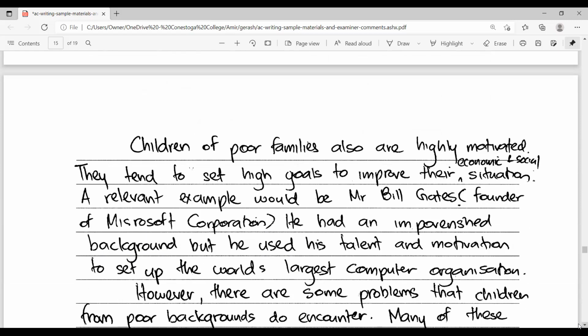Children of poor families also are highly motivated. So they are highly motivated. It is actually another reason, another opinion to agree. They are highly motivated. Third reason to show. There were two reasons, there were two paragraphs, and they could be enough.